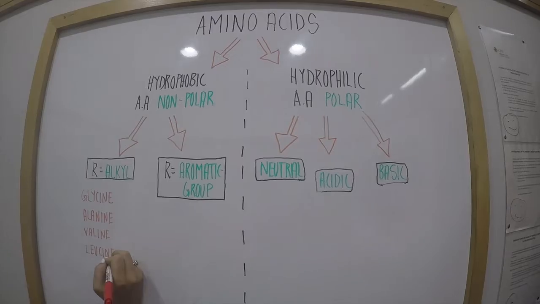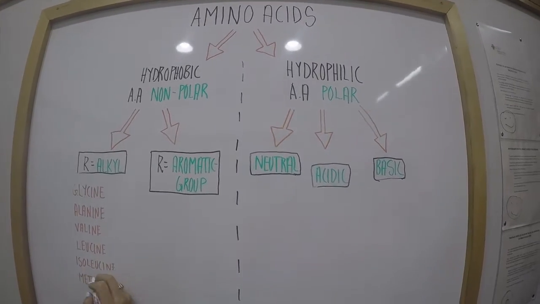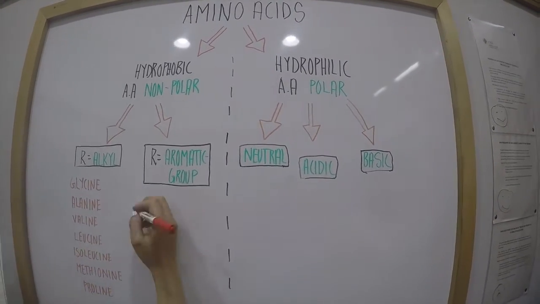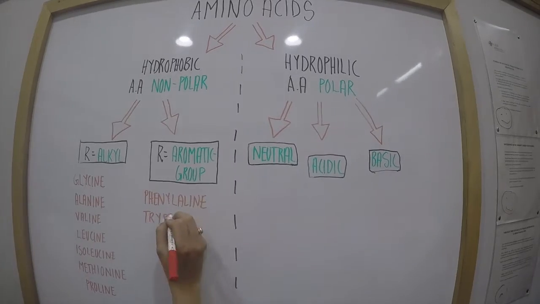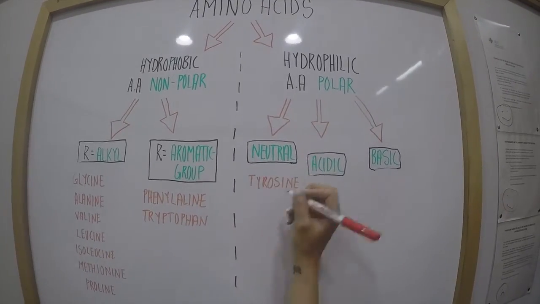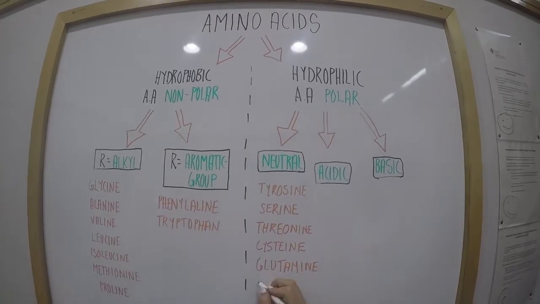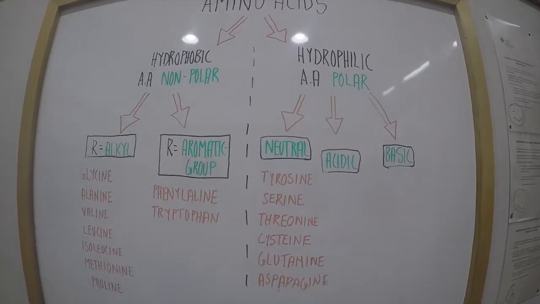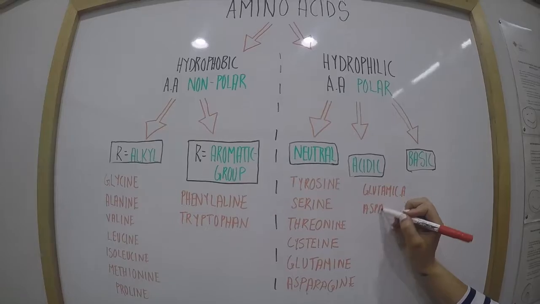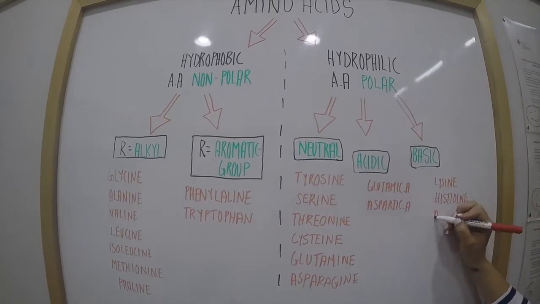There are 20 common amino acids. Based on the R group, they can be classified in 5 groups. Hydrophobic amino acids have 2 groups, non-polar alkyl and non-polar aromatic group. Hydrophilic amino acids have 3 groups, polar neutral, polar acidic, and polar basic.